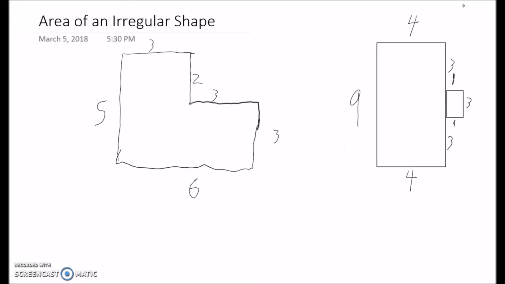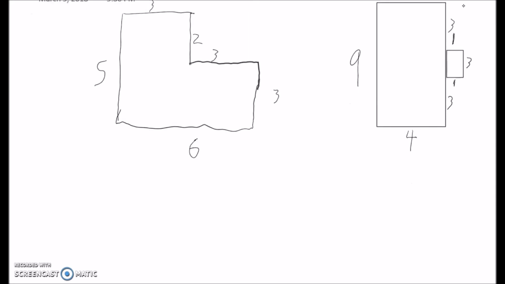Hello and welcome to my video tutorial on area of an irregular shape. So there's two different shapes that we can look at in grade 4. One is on the left here, and it looks like an L. There could be different versions of this same shape, but they're all basically the same.